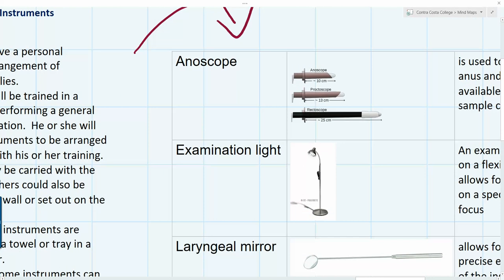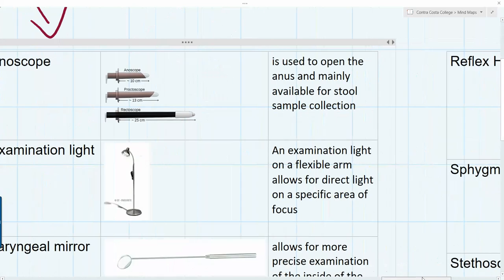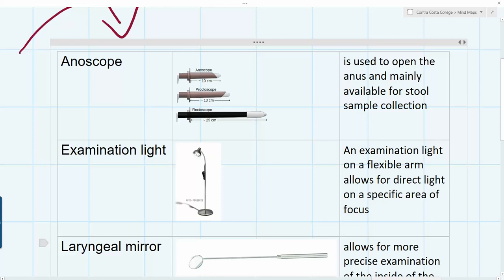On this diagram, you can see that there are three of them, and this first one here is the only one that is an anoscope. Then you have the proctoscope, and then you have the rectoscope. The anoscope just goes into the anus. The proctoscope goes up a little further, up past the anus but before all the way into the rectum.